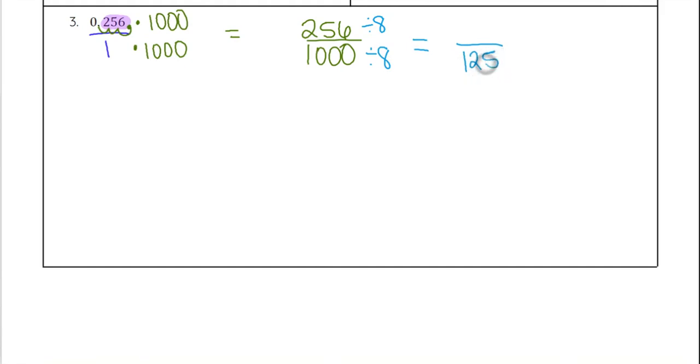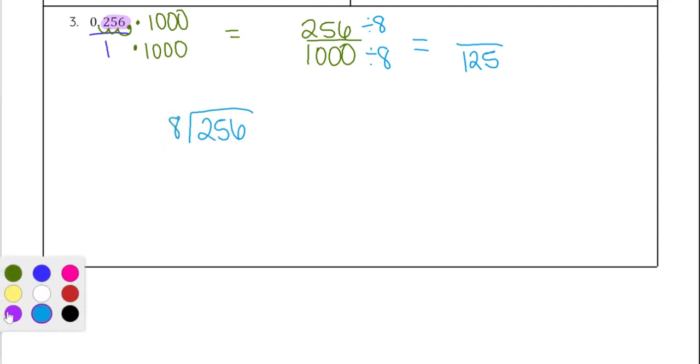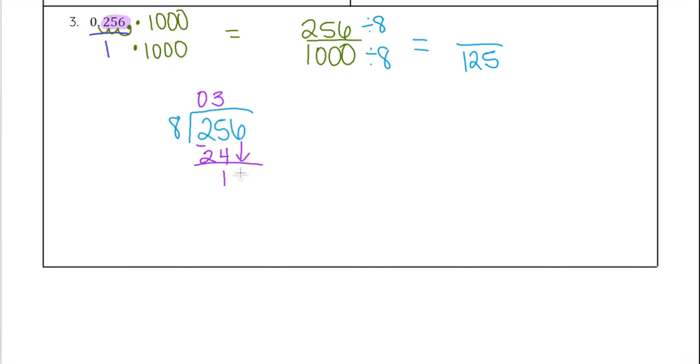I get 125. I'm going to go ahead and try 256 and see if it's divisible by 8 as well. So when I divide by 8, 8 doesn't go into 2, but it does go into 25 3 times. There we go. 3 times 8 is 24. Subtract down and we get 1. Bring the 6 down. 8 goes into 16 exactly 2 times. So when we do that, we're left with a remainder of 0. So 32 is going to be the number on top. So 32 over 125 would be simplified all the way.